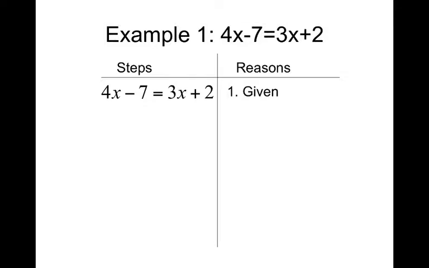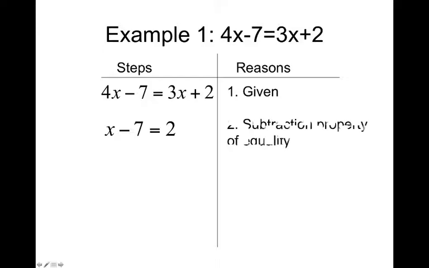All right, when I solve this equation, the first thing I want to do is always get my x's together first. So I'm going to subtract 3x from both sides. That gives me the equation x minus 7 equals 2. And what I did was I subtracted the same amount from both sides of the equation. So that is the subtraction property of equality. And you can abbreviate. I'm okay with that.